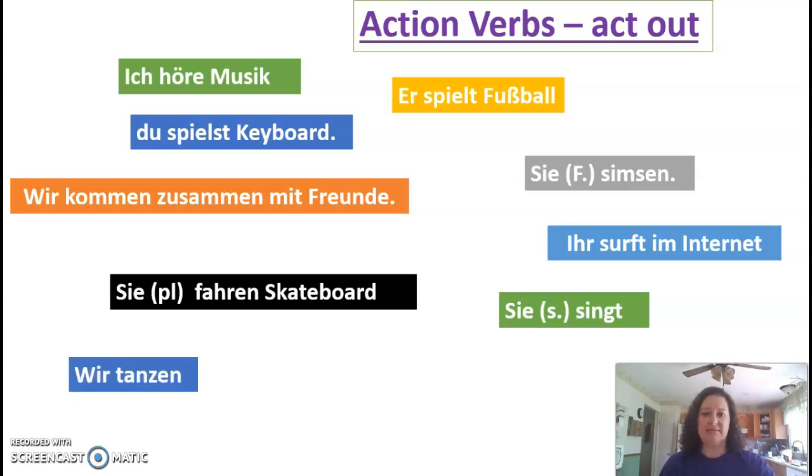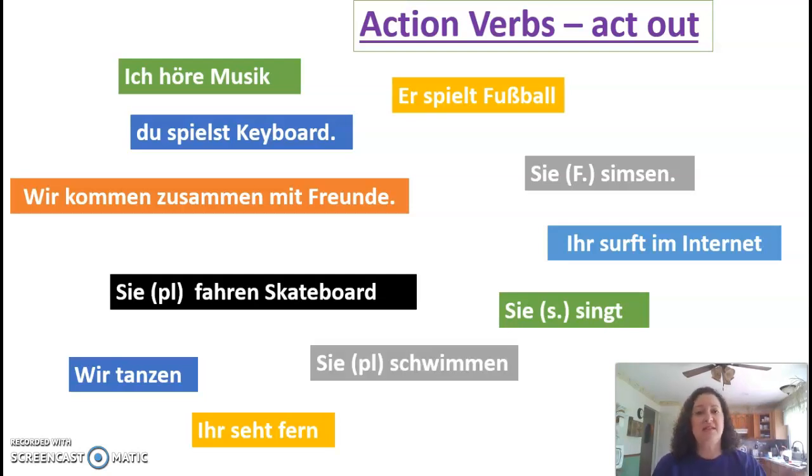Hilde singt. Wir tanzen. Meine Freunde und ich, wir tanzen. Ihr seht fern. Bob und Joe, seht ihr fern? Sie schwimmen. Bob und Joe schwimmen. Sie lesen ein Buch. You can't really see that one. That's for an adult.